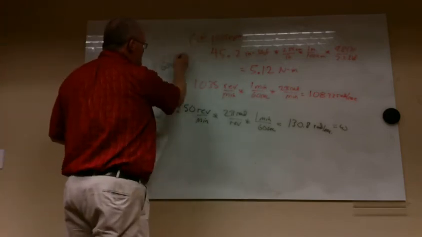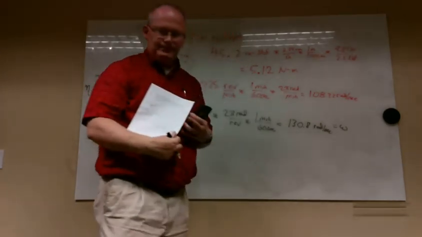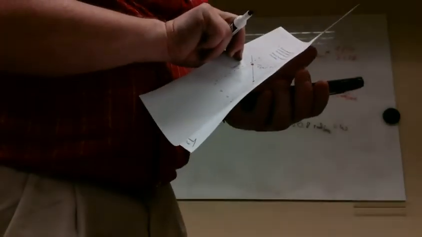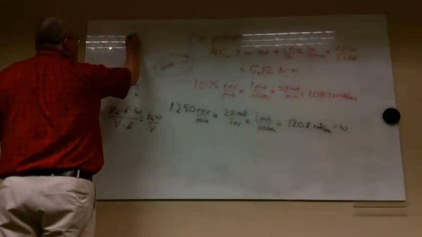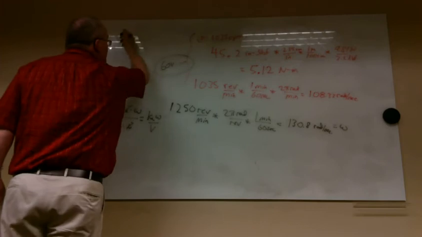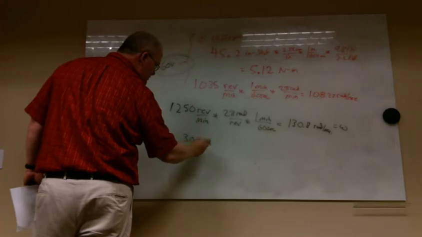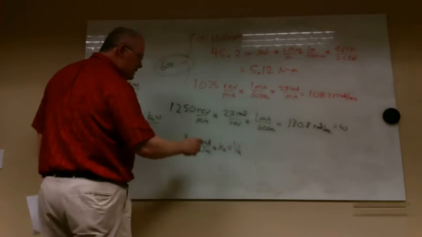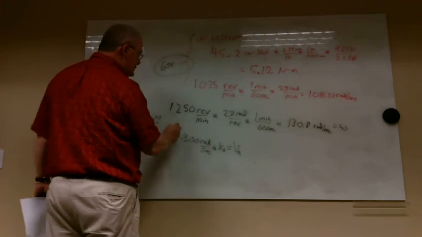60 volts gave me a no-load speed on this plot. Okay, 60 volts gave me 300 radians per second. 300 radians per second. Oops, I won't do it up there because I think I glare from that thing. 300 radians per second times K sub B is equal to the applied voltage. This is at 60 volts. It's not at 35 volts, it's at 60 volts, okay? You've got to keep that in mind.